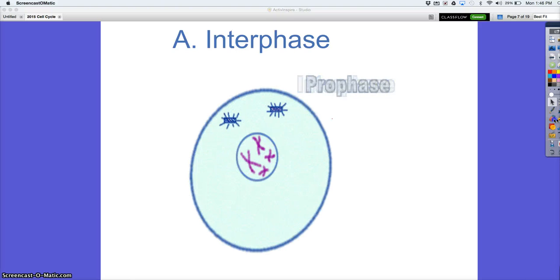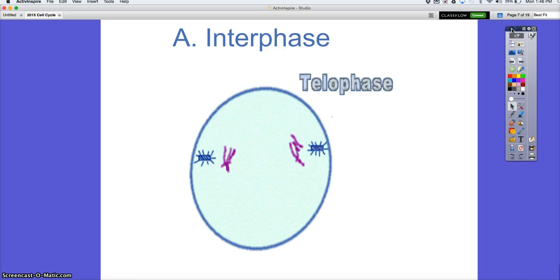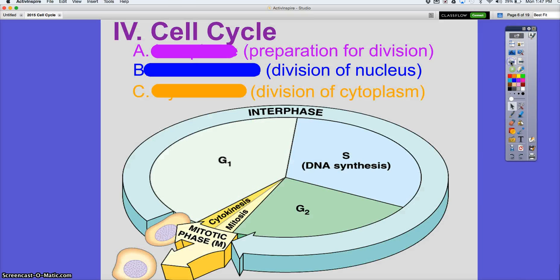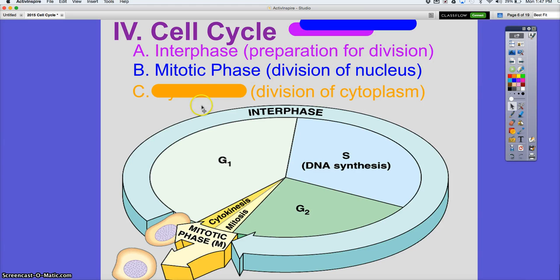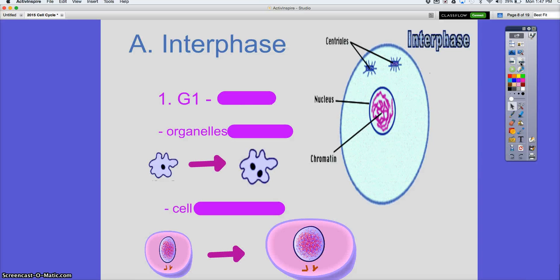So interphase. I want you to go back and reference that we're going to cover three parts of the cell cycle. What are they? Interphase, mitosis or mitotic phase. That's the cell cycle, okay? We're going to do the first part of the cell cycle, which is interphase. And that part has three parts. They did a very good job of explaining it, so I'm just going to re-reference it.